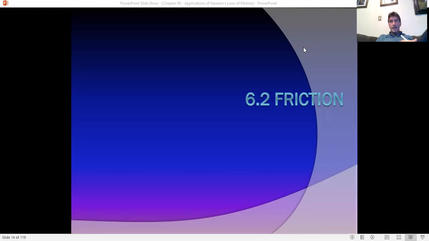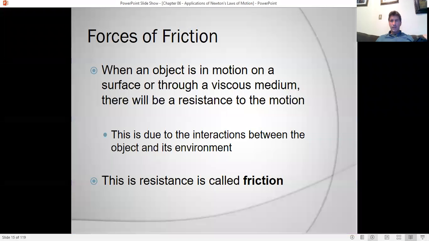So we're going to look at friction now. And friction is a force between two surfaces. It is basically a force that opposes motion, but in itself can't really produce motion. So basically, when an object is in motion, it can be in contact with another surface, or its surface can be in contact with another surface. This is the type of friction that we're talking about.